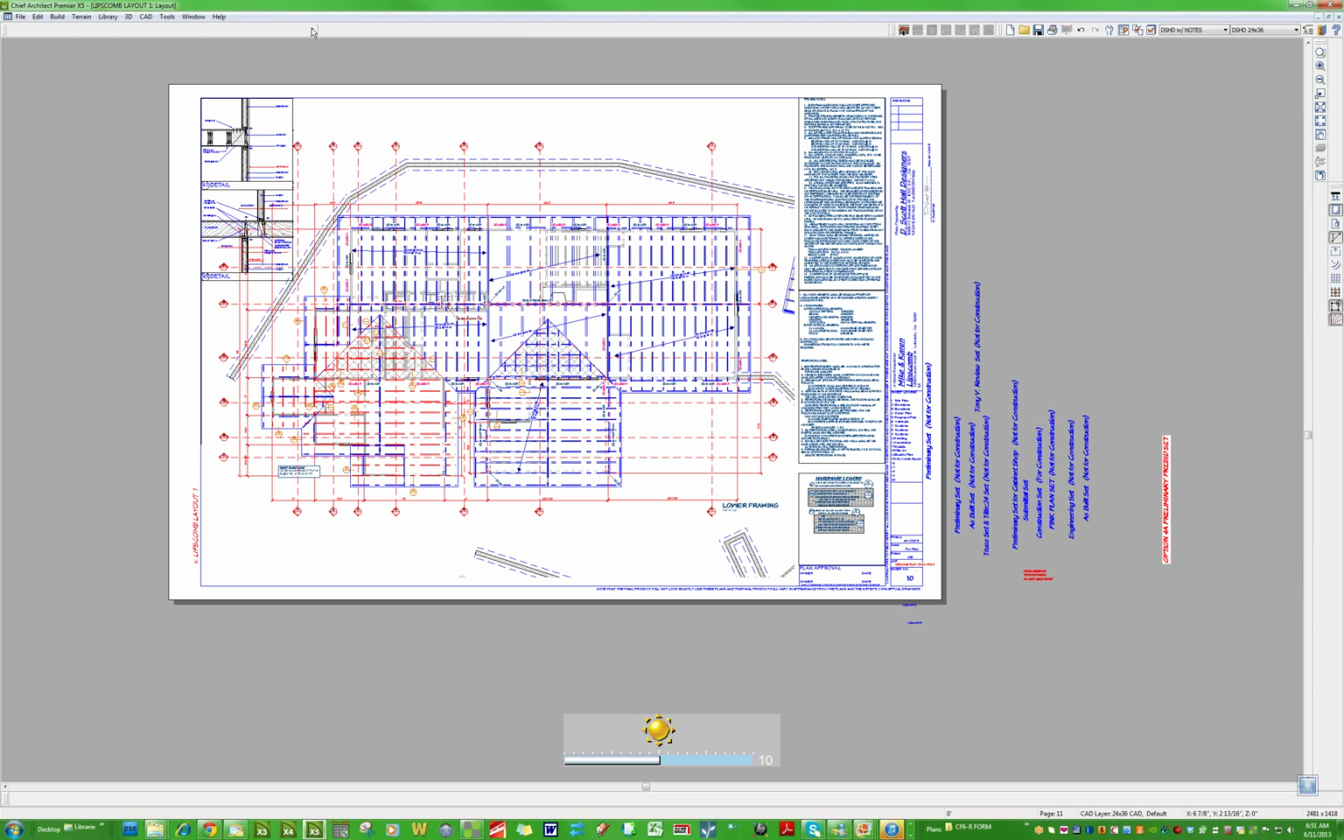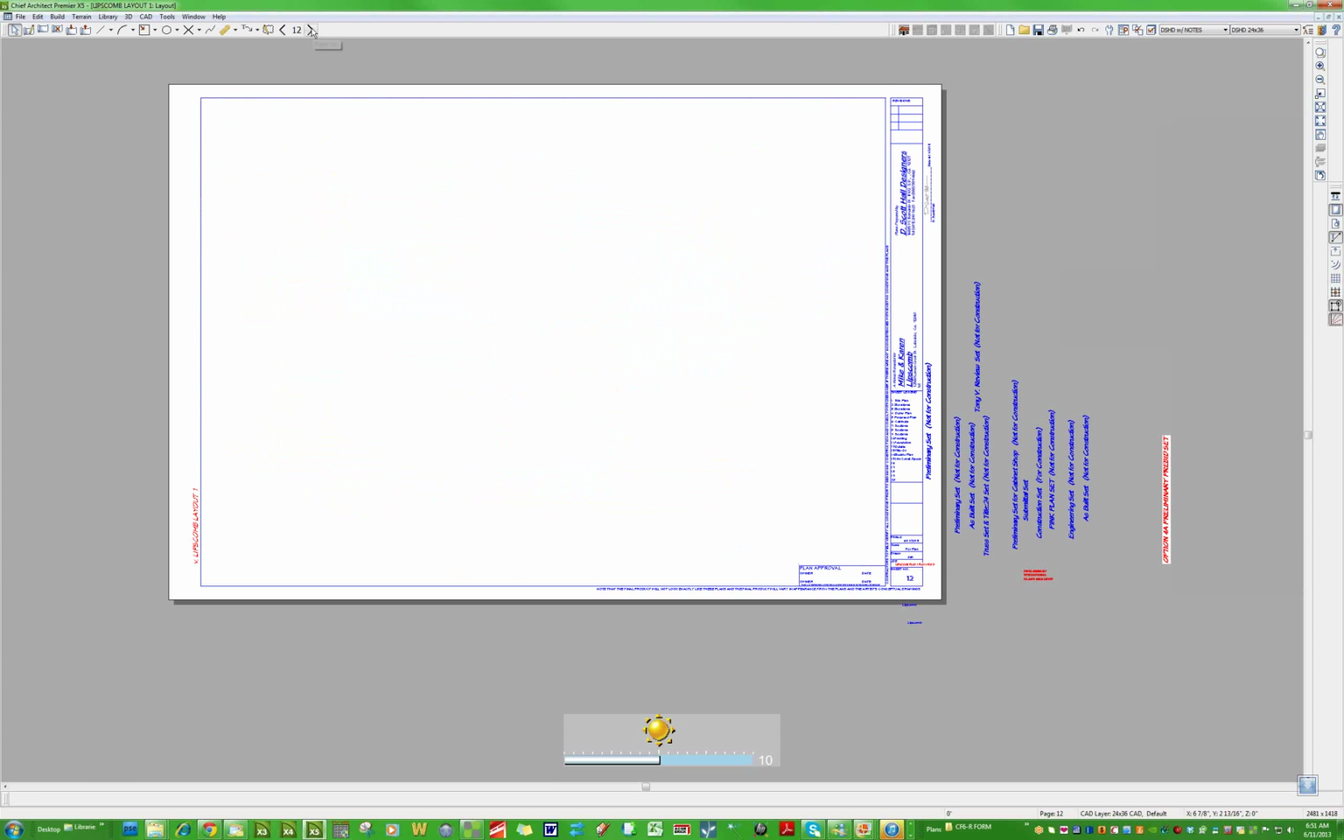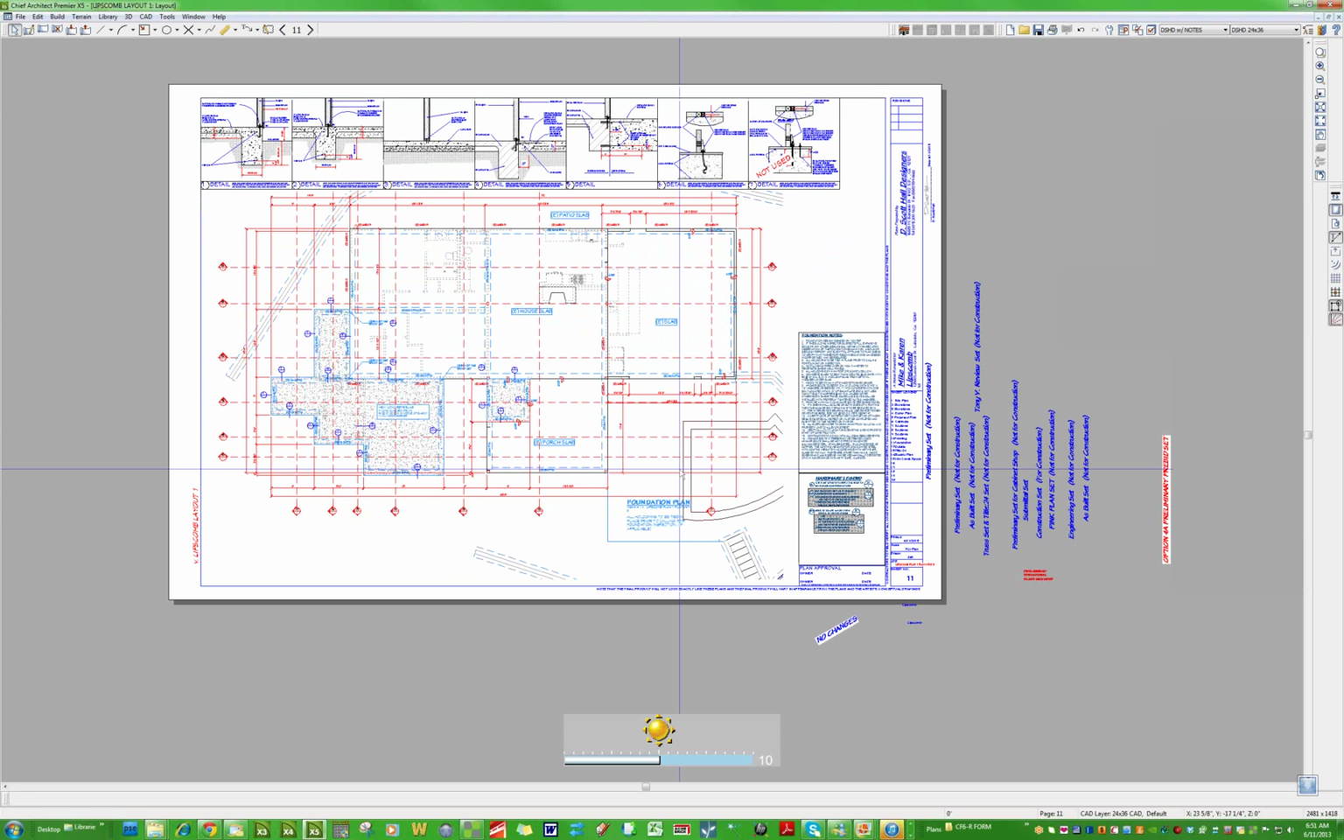See, that's on my roof framing plan. It's always there. Foundation plan. It grows. It grows in that direction.